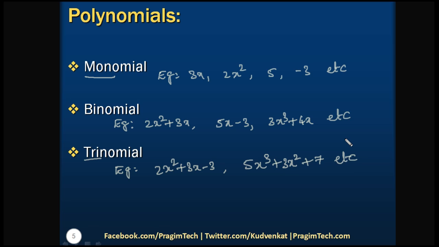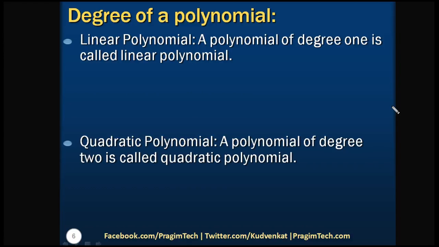Now let's categorize polynomials based on the degree of the variable. Students, now let's define polynomials based on the degree of the variable. The first one is called a linear polynomial. If the variable exponent is 1, such type of polynomials are known as linear polynomials. For example, 5x plus 8. If you observe here, the variable x power is 1. So, such type of polynomials are known as linear polynomials.